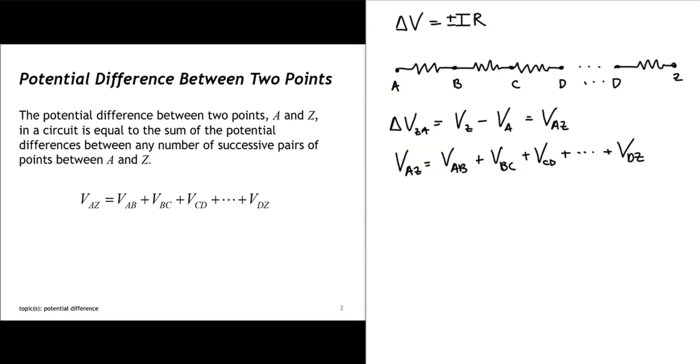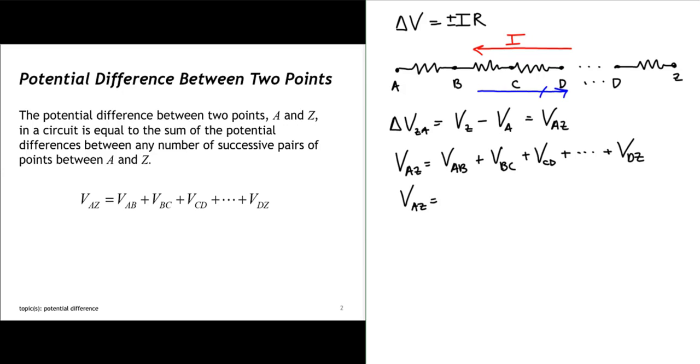Now, for this problem, if we just look at the magnitude of the potential differences between each of these points, we would have the potential difference from A to Z is equal to, let's say there is a current going through this circuit. And we will say the current is going to the left. I will call this current I. And we are going to add the potential difference by going to the right.